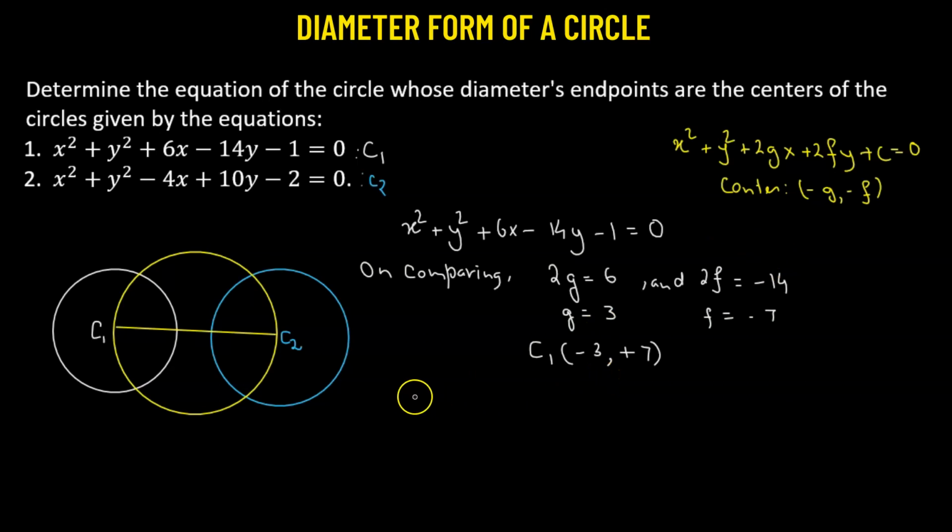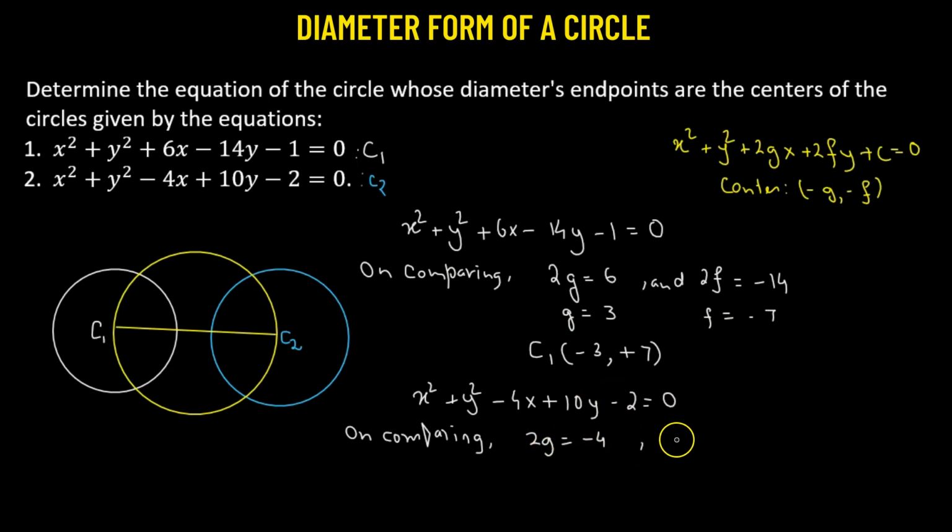Similarly, we're going to consider the second circle with equation x squared plus y squared minus 4x plus 10y minus 2 equals 0. We're going to compare it with the general form. So on comparing with the general form, we get 2g equals negative 4 and 2f equals positive 10. So the g value comes out to be negative 2 and the f value comes out to be 5. So the coordinate of the center C2 is going to be negative g comma negative f. So that means we have 2 comma negative 5.